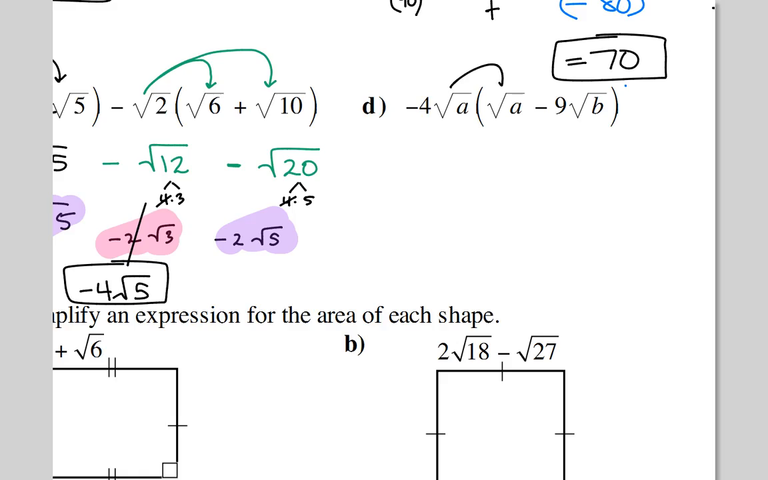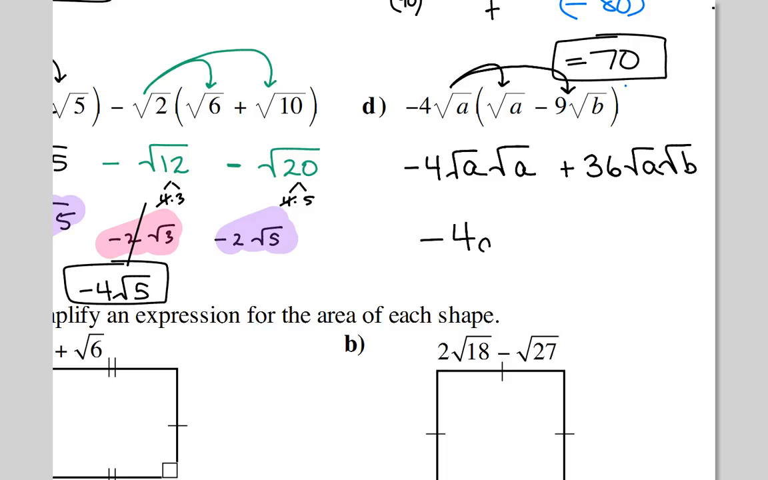Okay, let's distribute. So we have a negative 4, a root A, a root A. That's all it is. Distribute onto the second term. And negative 4, negative 9, positive 36. And then you have a root A and a root B. What's root A times root A? So you got negative 4A there. And then because A and B are different, you just smush them. And you have root AB.